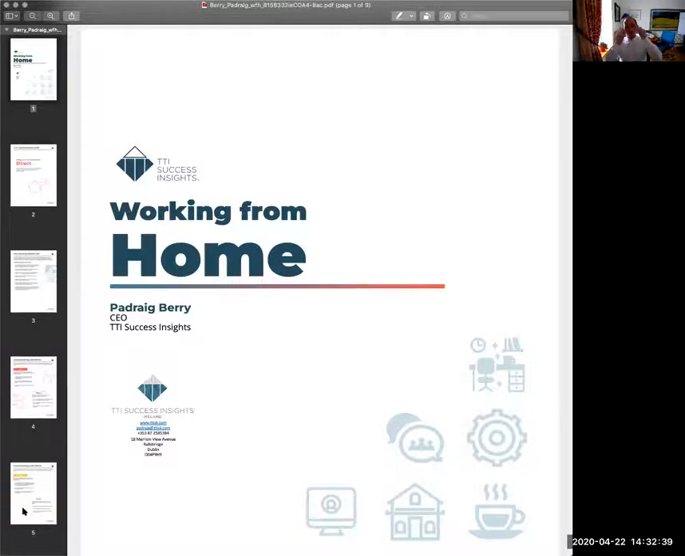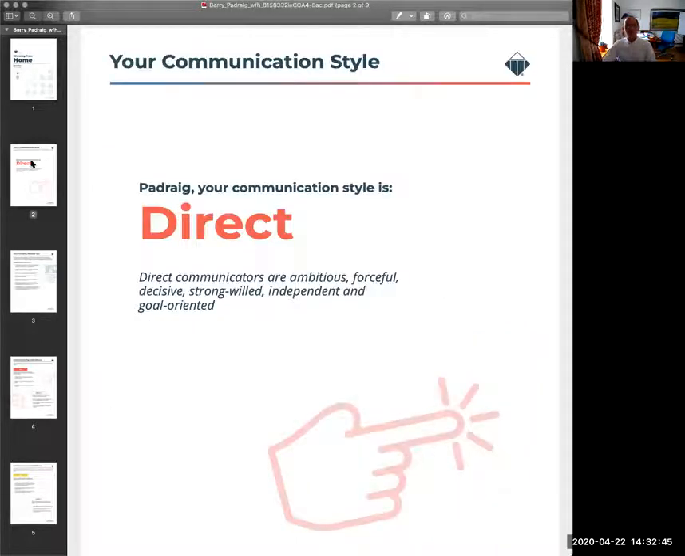So I'm going to just run through the Working from Home report for you and show you the various pages, and in showing you the pages, explain to you where it comes from. So this page, which is page 2 in the report, is your primary style. So this is whether I'm a D, I, S, or C. Which of these is my primary style? And am I a person who drives through problems and challenges, or a person who loves to take my time and have all the details, the facts, and the figures? How do I like to communicate?